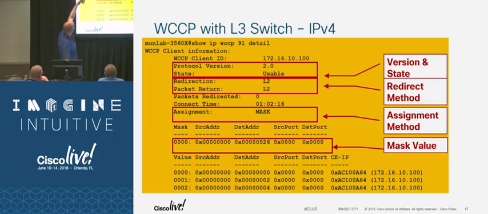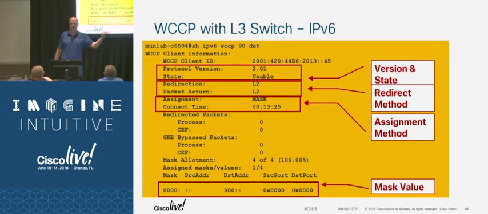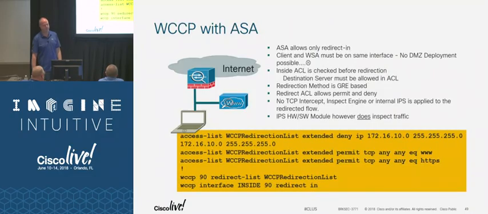So you can take a look here, you see what our assignment is, our redirection L2 mask. We showed the mask value. This is the calculation of the buckets. There's some hidden slides talking about that as well. So we go to V4, I'm sorry, V6, we see 2.01. That tells us that it's a V6 WCCP configuration. We have L2 and mask, same functionality down here.